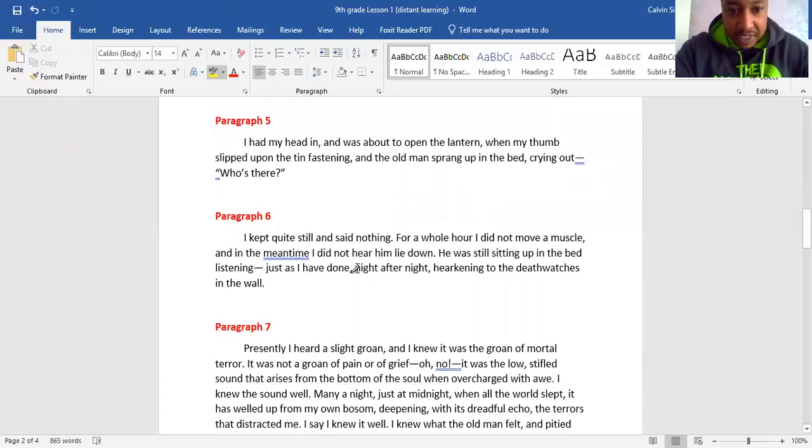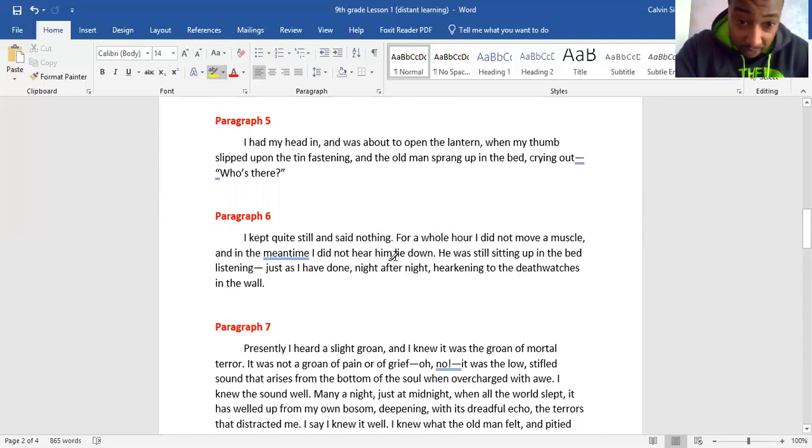Going into paragraph 6: "I kept quite still and said nothing. For a whole hour, I did not move a muscle, and in the meantime, I did not hear him lie down. He was still sitting up in the bed listening, just as I have done, night after night, hearkening to the death watches in the wall." Okay, so I did not highlight anything for paragraph 5. I challenge you to do that one on your own.